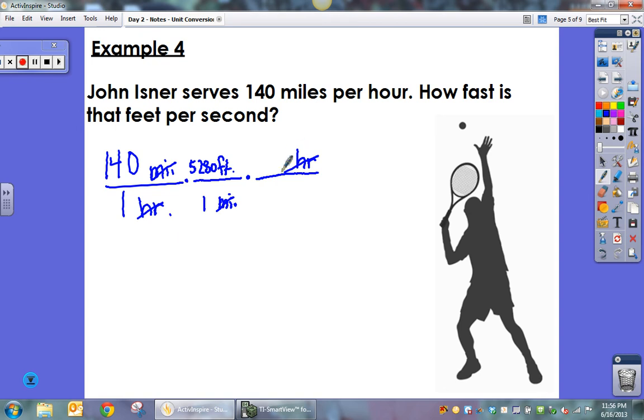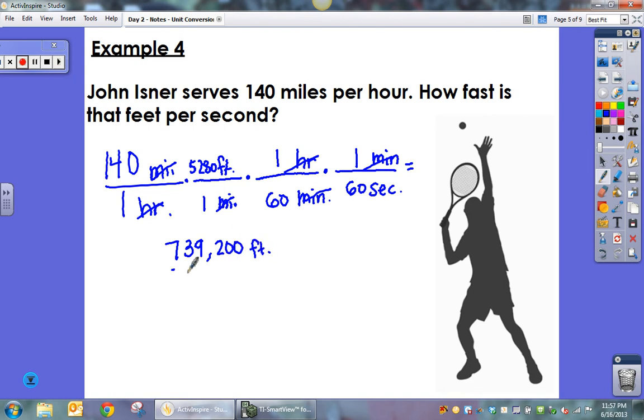Now I need to put hours on top so that my hours cancels down here. So I've got 1 hour, hours into minutes. There are 60 minutes in an hour. And then I want to do minutes on top to cancel out here and put seconds on the bottom. So I've got 60 seconds in 1 minute. Multiplying the numerators together and the denominators together, I've got 140 times 5,280 on the top. That gives me 739,200 feet.